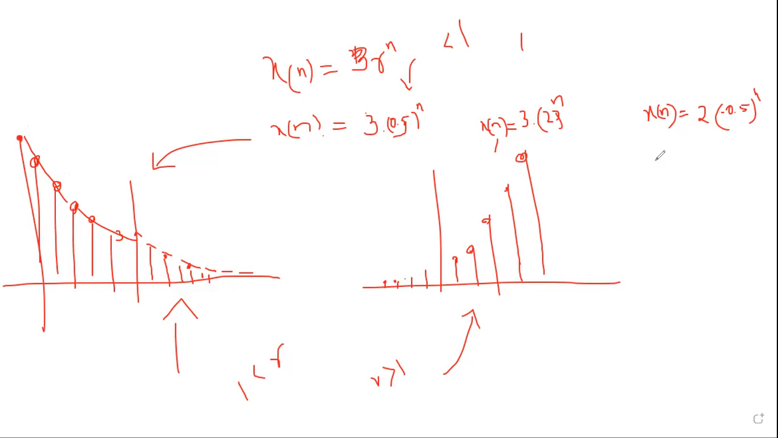Now see here, what is this third case? This third case seems very interesting: 2 into minus 0.5 to the power n. At n equal to 0, what's the value? 2. For n equal to 1, what's the value? It is -1, right?